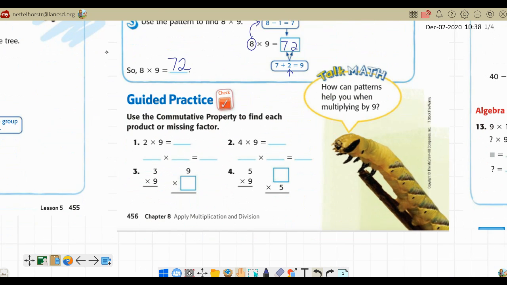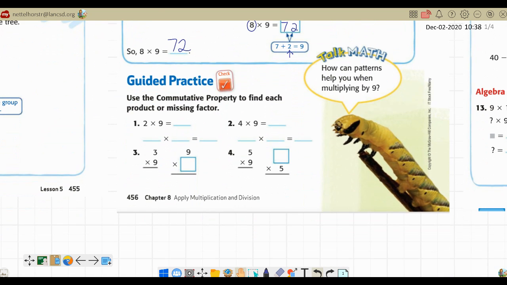Okay, so guided practice. Remember, you pause the video at this point. After I read the question, you write your answer and then unpause the video to see if you got it right. So use the commutative property to find each product or missing factor. So this is commutative property.